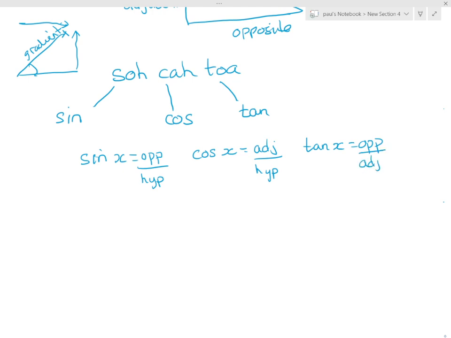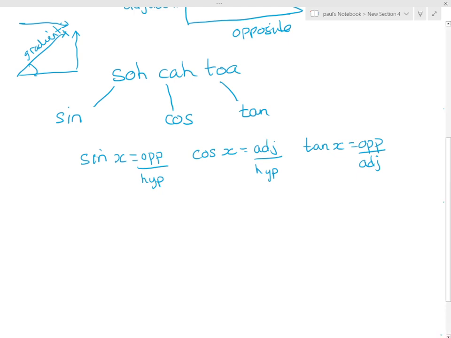So you can see no matter which one we need, there is always one of these that will help us. If we need to find either the opposite or the hypotenuse, this one will help us. Adjacent or hypotenuse, and opposite and adjacent, one of these will find it, depending on which angle in the triangle. There's always one to find. So let's have a go at one, shall we?